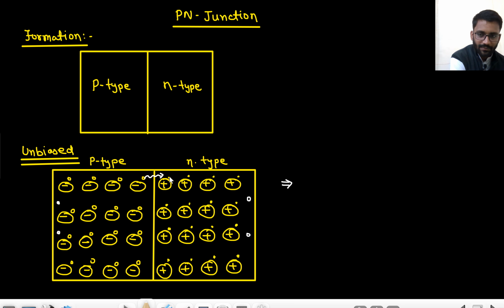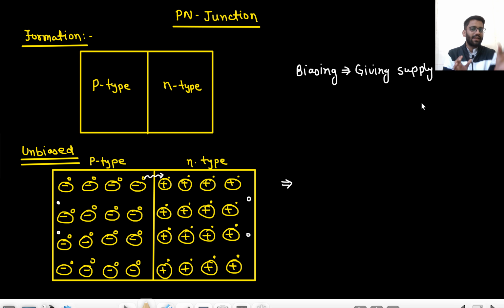Yeah, so what is happening? I have written here unbiased. What do I mean by unbiased? Biasing is a term that will be used a lot of times; it means giving a supply, voltage or current. If I connect a 5-volt battery across it, and the other side is 0, then it will be known as biasing. Unbiased means there is no voltage across them.